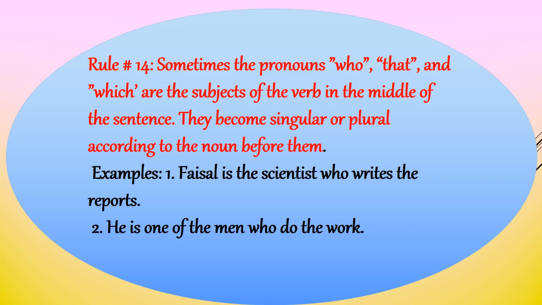Now rule number 14. Sometimes the pronouns who, that, and which are the subjects of the verb in the middle of the sentence. So they become singular or plural according to the noun before them. For example, Fazil is the scientist who writes the reports. So here we are talking about Fazil, and this who is used for him. Fazil is singular, that's why the singular form of the verb is used. Then next is, he is one of the men who do the work.